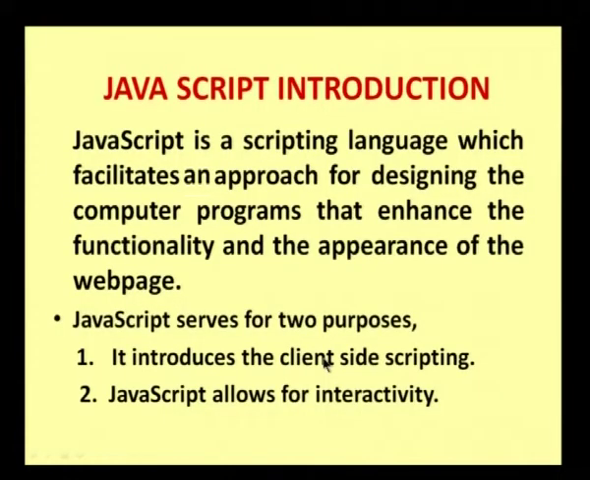So, let us see what is meant by JavaScript. JavaScript is a scripting language used to enhance the functionality of the web page. To make the web page more interactive, JavaScript was developed. JavaScript is a scripting language which is executed on the client side. So, JavaScript serves two purposes. It introduced client side scripting, that is, all the business logic of what the program has to do will be done on the client side to lessen the burden of the server.